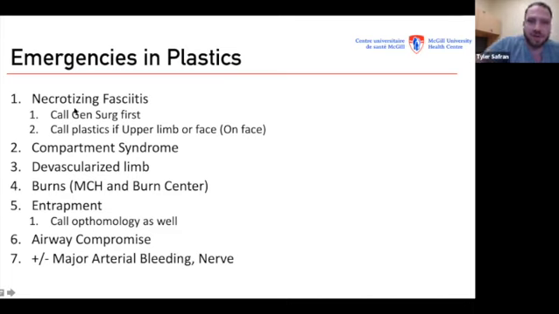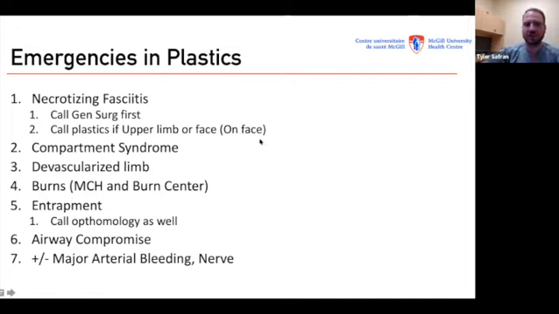So necrotizing fasciitis. The only thing with neck fash is there was a case recently, and we discussed this in our own M&Ms, and I always think it's important to bring it up, because Gen Surg is supposed to be the triage team. So we always say, call Gen Surg first. However, if we know that it's a neck fash or a suspected neck fash in the upper limb, why do we need to get Gen Surg to then call us? So it should be a call to Gen Surg, and then a call to us to come, and we should be there at the same time to do our assessment.